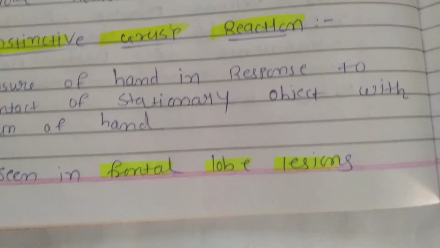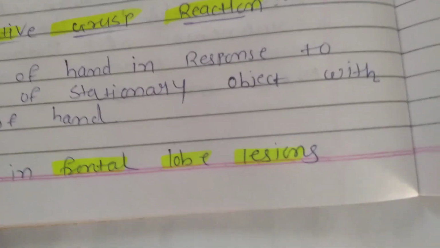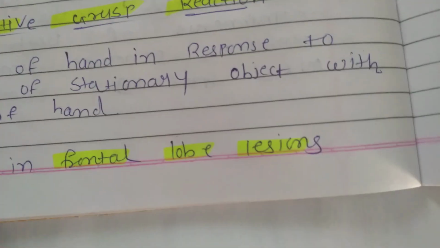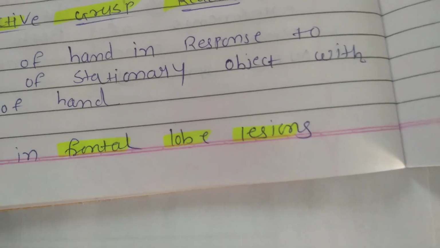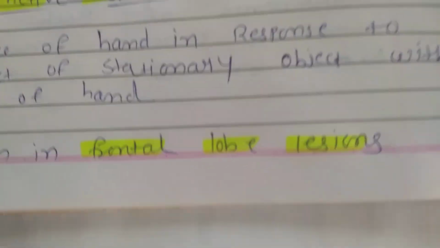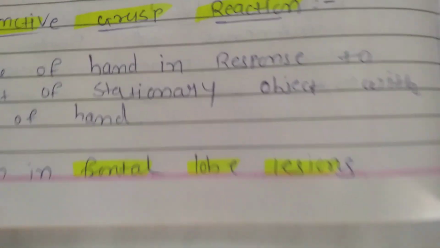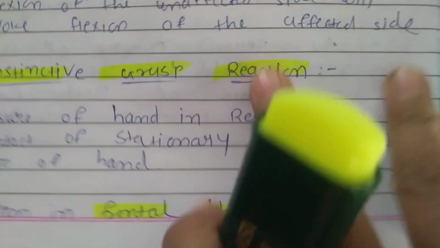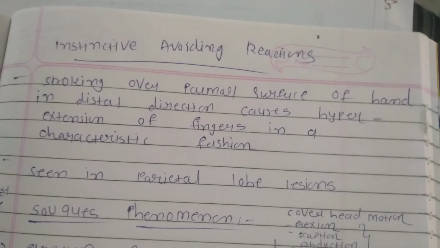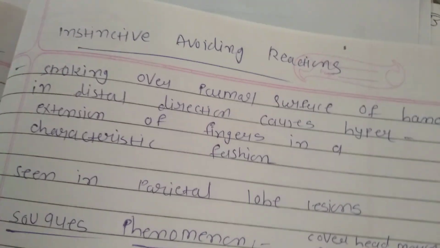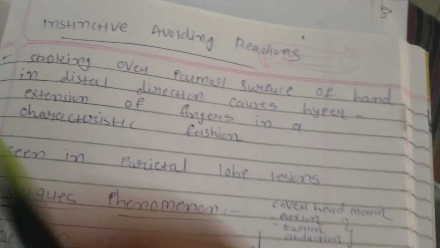What we have seen: homolateral limb synkinesis, Raimiste's phenomenon, the third is mirror synkinesis, and the fourth is instinctive grasp reaction, which is seen in frontal lobe lesion. We know about the brain parts: frontal lobe, parietal lobe, occipital, and temporal. We know about the functions. If you don't know, revise it from the book.